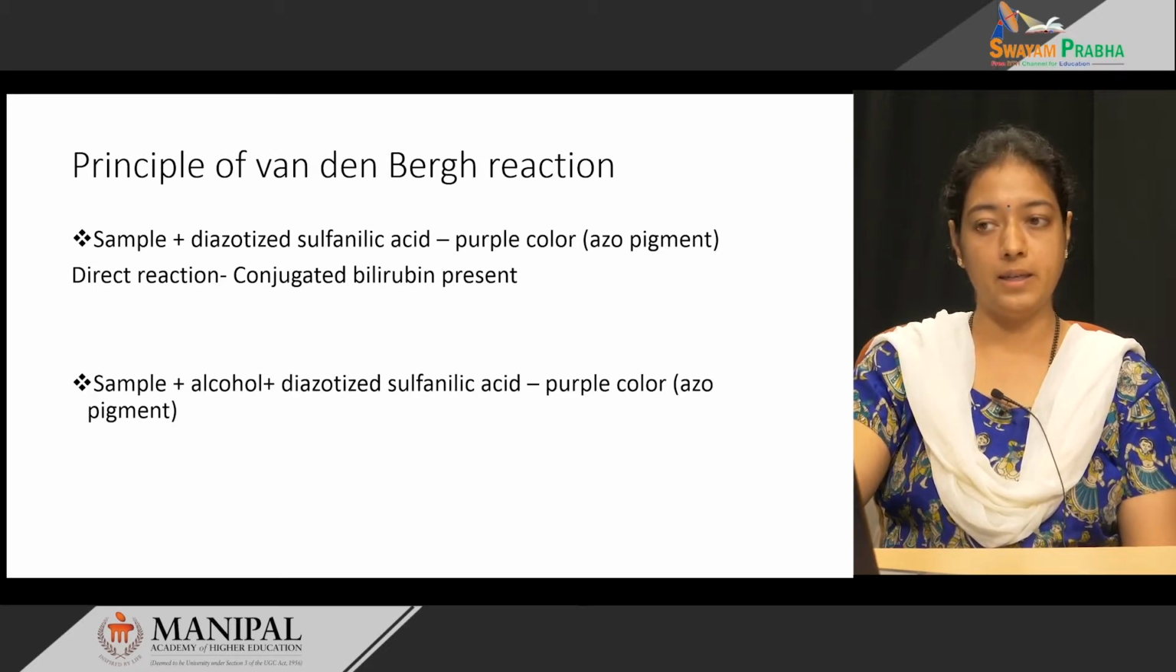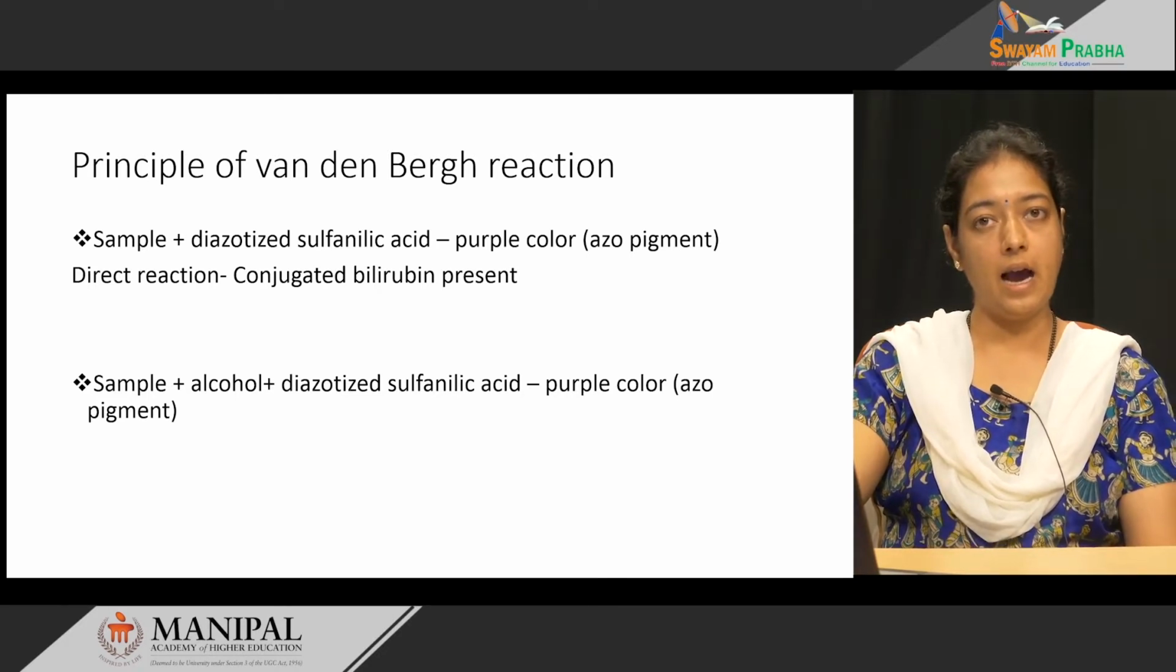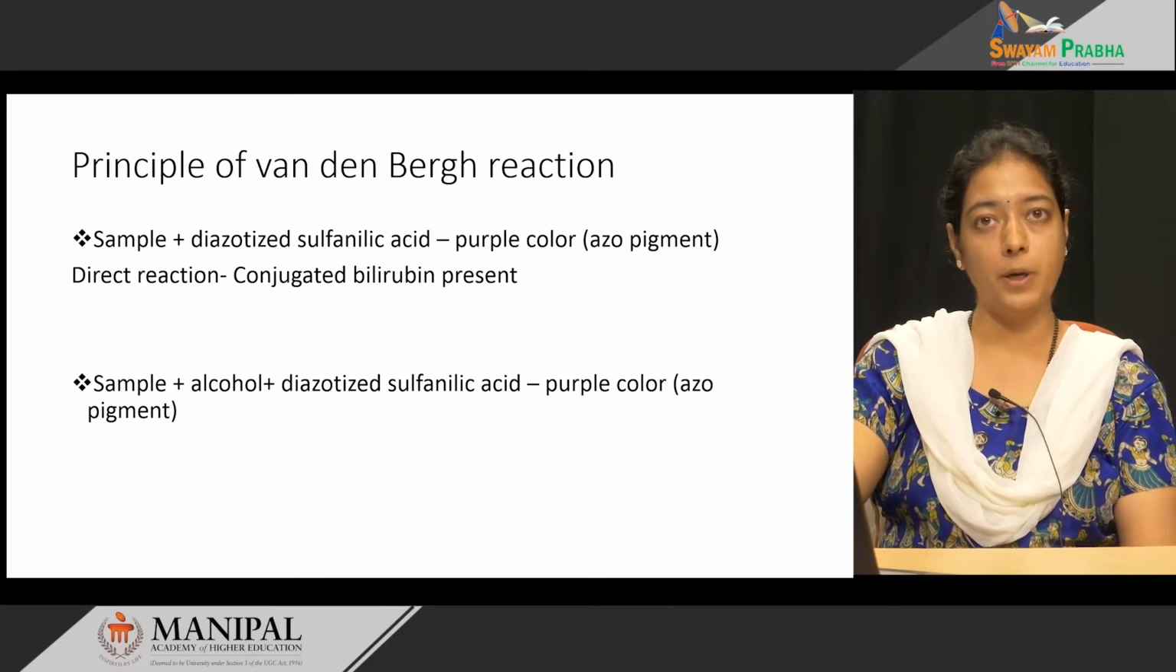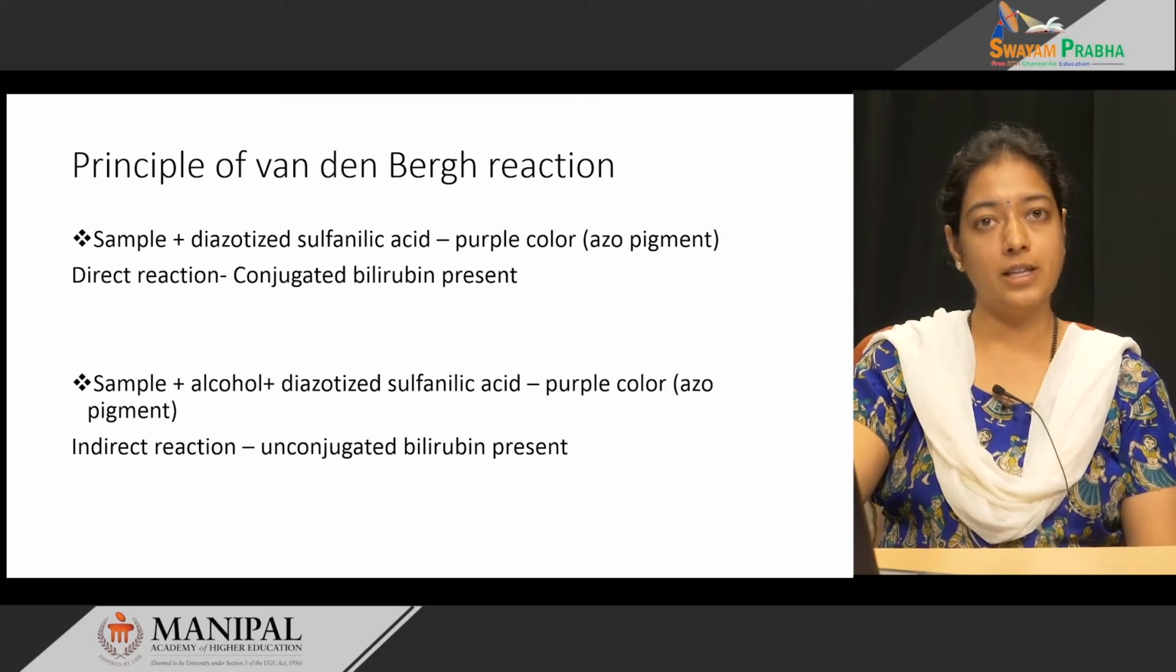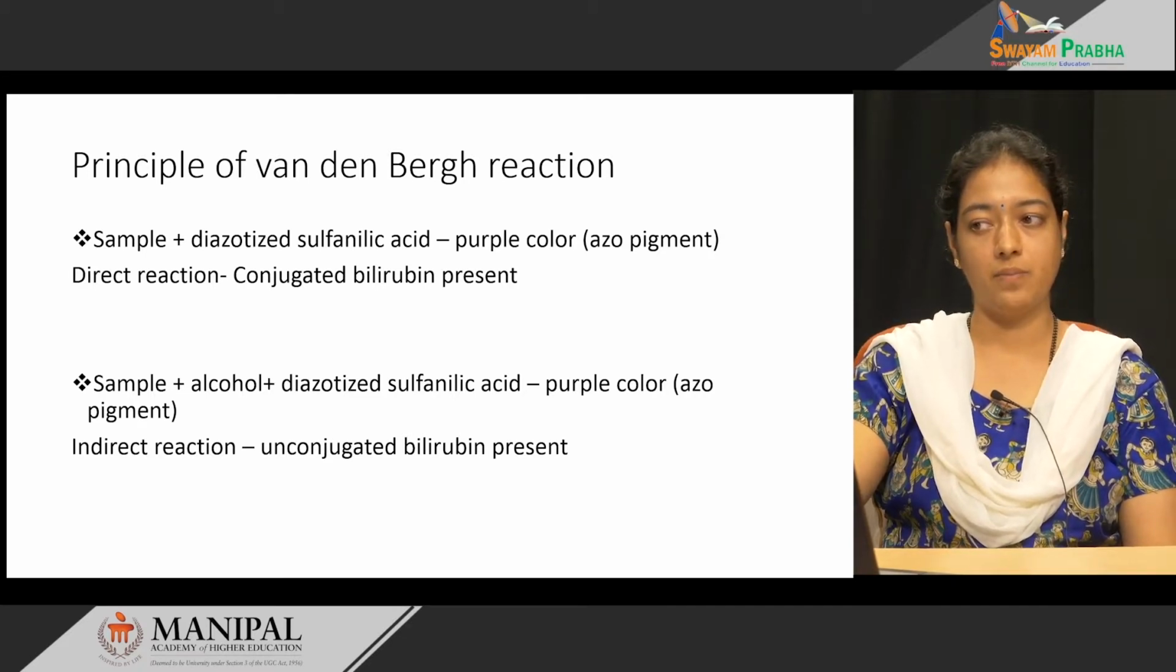Why is there a purple color? The purple color is because of the azo pigment. If you take the sample and you treat it with alcohol, then you add the reagent, that is diazotized sulfanilic acid, and after the treatment with the alcohol, if you get the purple color, then it is called the indirect reaction. So, the indirect reaction says that there is a presence of unconjugated bilirubin. Why is it called indirect? You are treating the sample with alcohol, so you are adding one additional reagent. That is why it is called the indirect reaction.